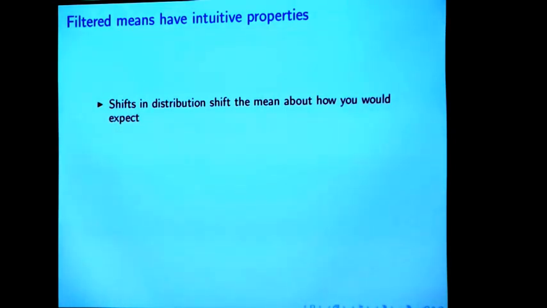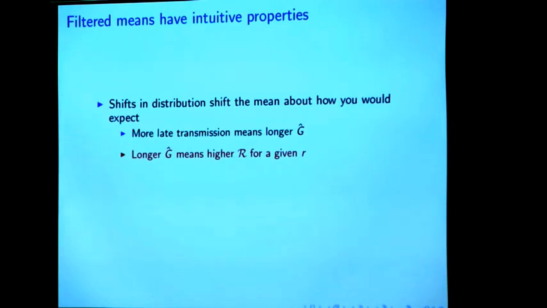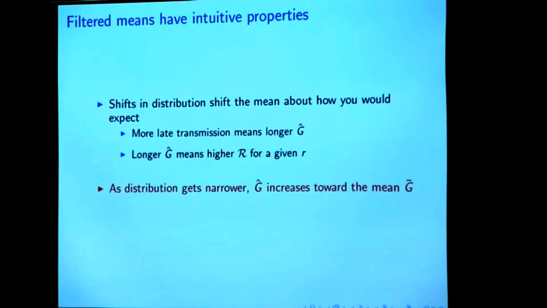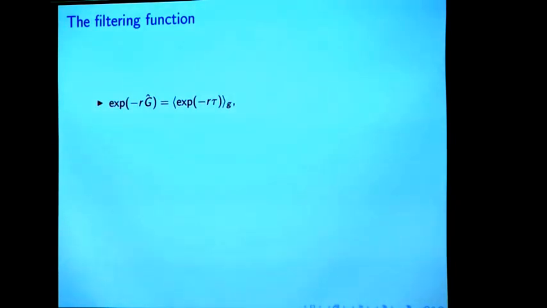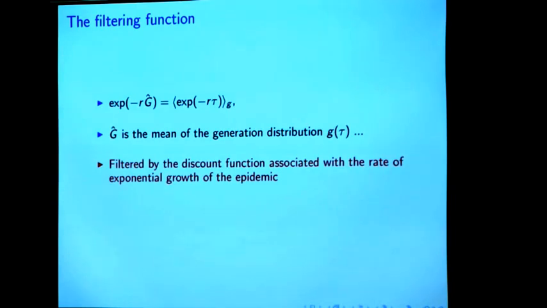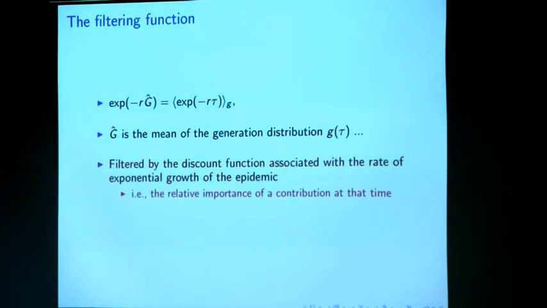Shifts in distribution shift the mean about how you would expect. More late transmission is always going to increase G hat, which in turn is going to mean a higher capital R, if we know little r. And as the distribution gets narrower, since it's a mean, we get more and more certainty that G hat is going to look like the middle value of our distribution. The filtering function is just the function associated with the discount, the exponential growth of the epidemic.